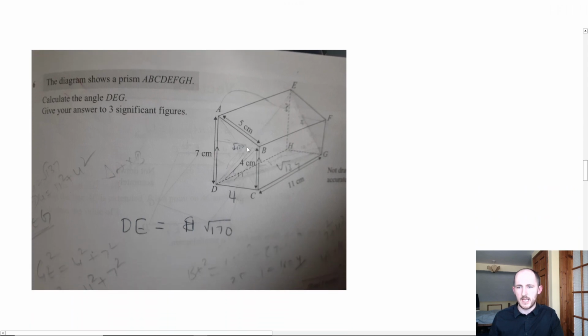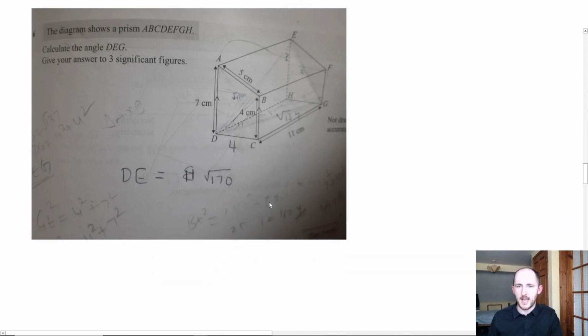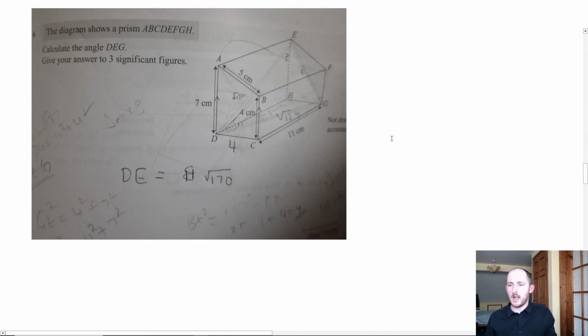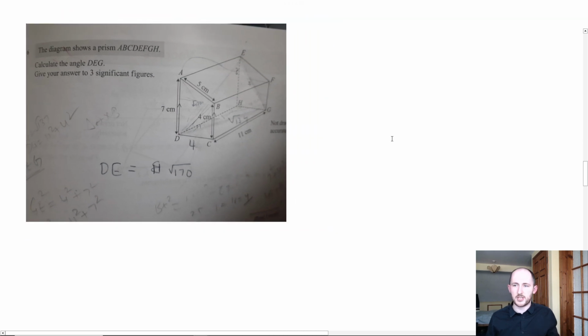So, this was sent in, so ignore the scribbling on here. That's not mine. And let's have a look-see. So the diagram shows a prism, A, B, C, D, E, F, G, H. Calculate the angle DEG, which is, well, it looks like someone's already written the answer on this, so it's this part here. Okay. So, to make my life a bit easier, I'm actually going to draw out the triangle that involves that angle.